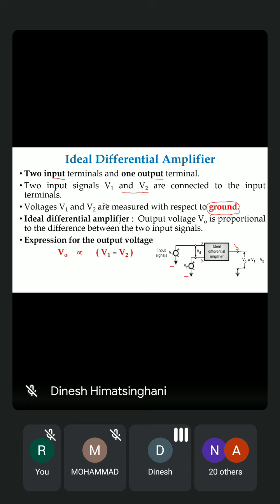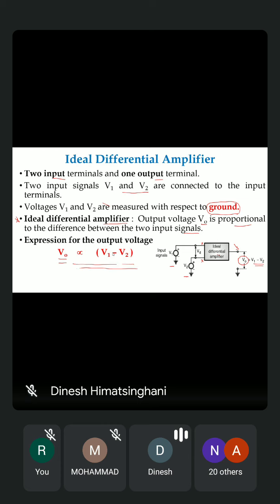What is an ideal differential amplifier? The output voltage V0 is proportional to the difference between the two input signals. Look at this very important statement. For an ideal differential amplifier, the output voltage V0 is proportional. That is where the gain comes in. That is why the word proportional to the difference between the two input signals. This is basically the formula for an ideal differential amplifier.